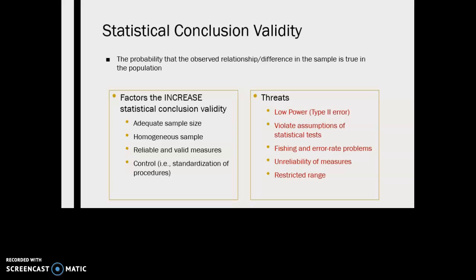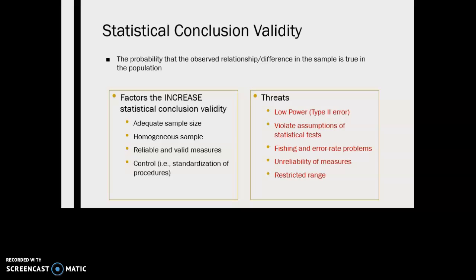So it seems like they're similar, this and external validity, but external validity is more about similarity between our sample and our population and our setting and the setting in which the behavior occurs, whereas statistical conclusion validity really has more to do with alpha levels, right? Probability that we're making a type 1 or a type 2 error.